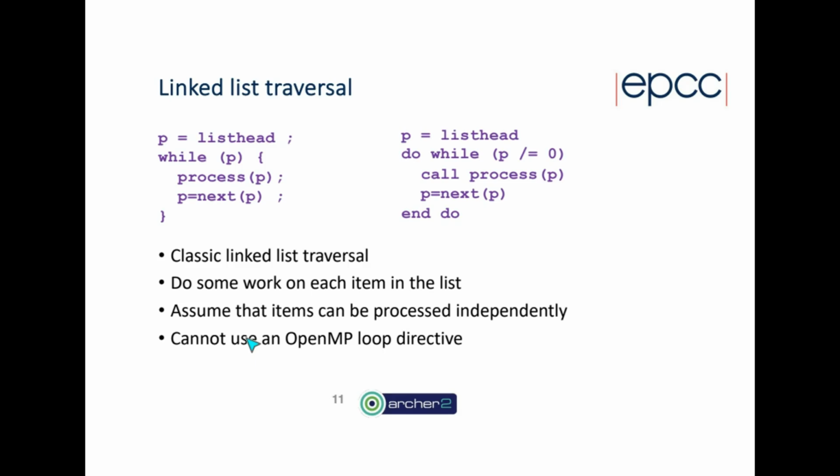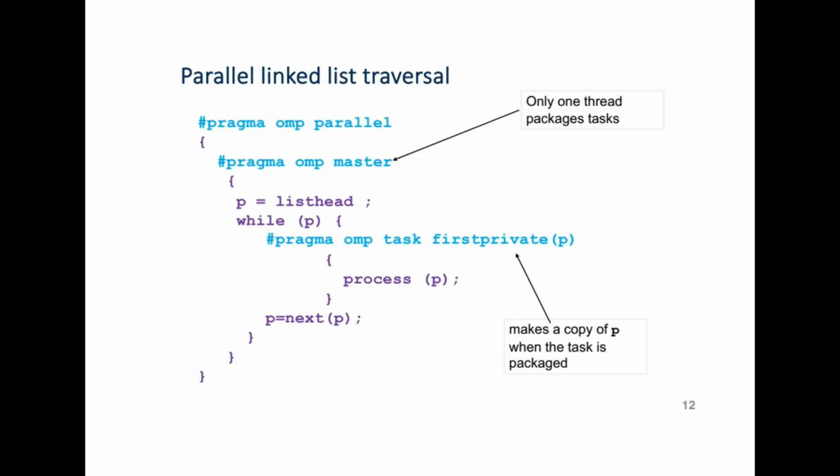It involves rewriting code. It involves extra memory to store the copies of the pointers, and it involves two sequential traverses of the list before you get to do anything in parallel. So it's possible, but it's not a particularly nice solution. However, tasks make this pattern programmable in a really nice way.